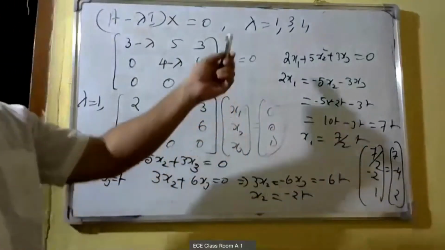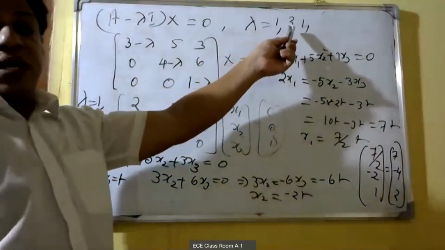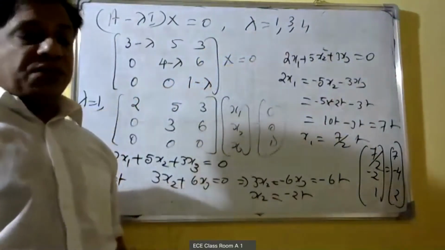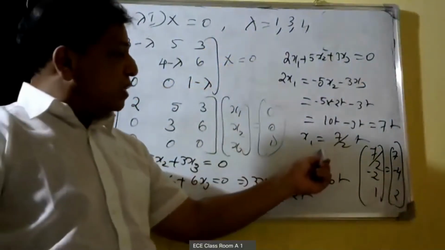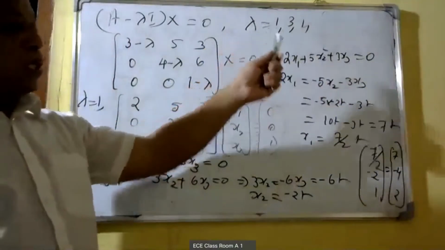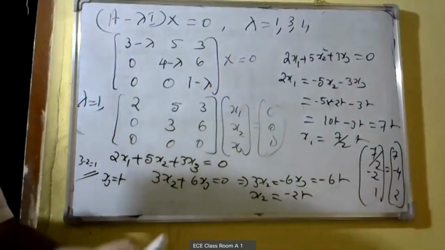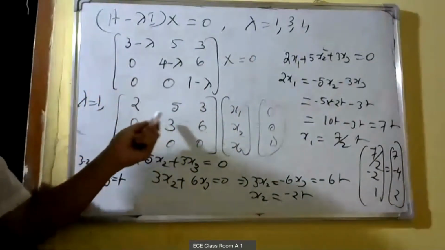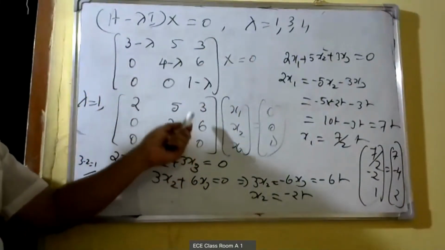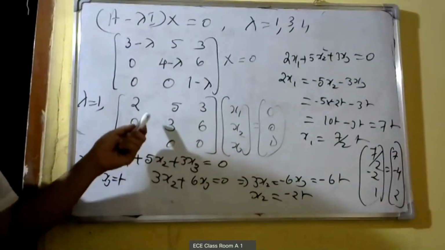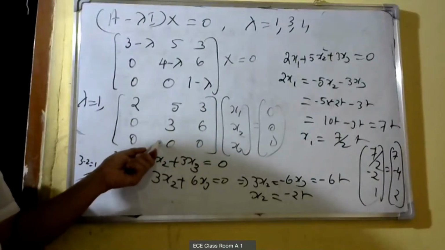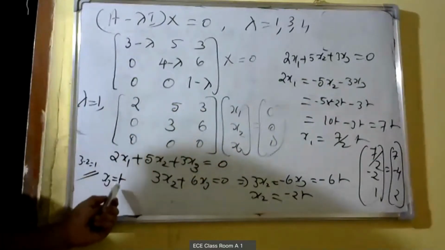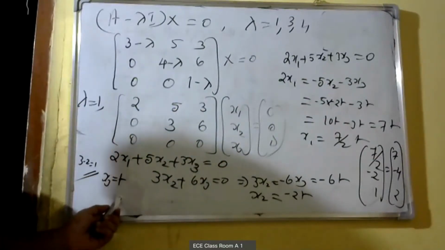Similarly, we can find the eigenvector for lambda is equal to 3, and also for lambda equal to 4. First, we find the eigenvector based on lambda is equal to 1. The procedure is we put lambda is equal to 1 here, then 2, 5, 3; 0, 3, 6; 0, 0, 0. This is an echelon matrix. Rank is equal to 2. Number of unknowns 3. 3 minus 2 is equal to 1. Therefore, one variable is put as arbitrary.